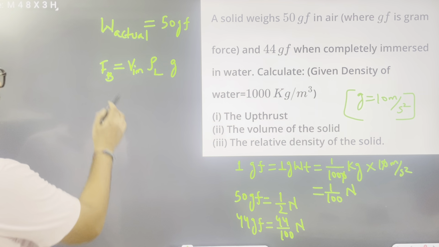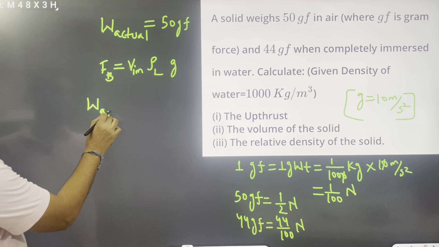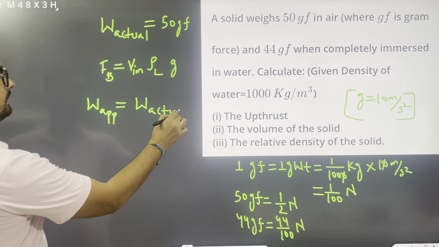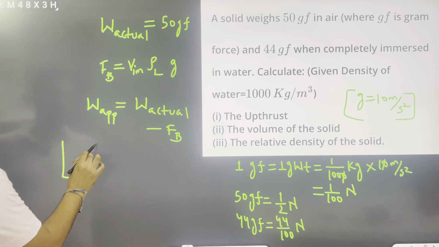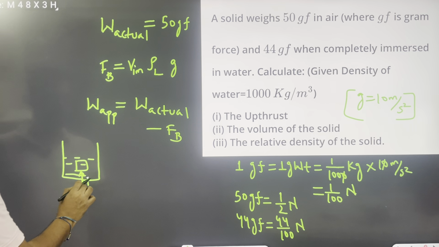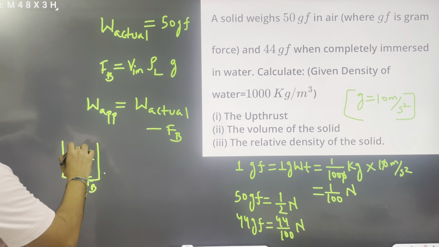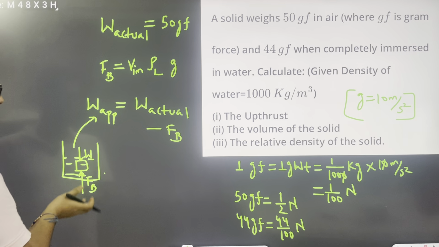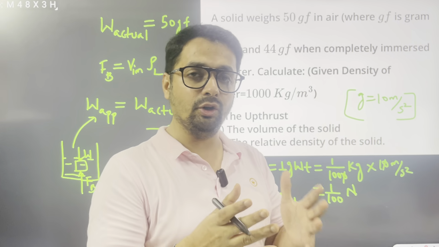See, here this is the buoyancy force acting, so we can write W apparent is W actual minus FB. Why? Because when I completely immerse the object, the buoyancy force will act in the upward direction and the actual weight in the downward direction. So the apparent weight is W minus FB. The apparent weight will reduce. Why? Because of buoyancy.